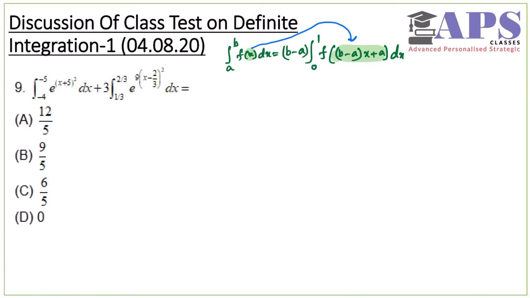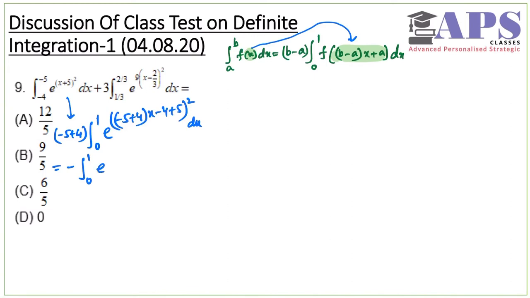So if I apply that, our first integration will become b minus a, which is minus 5 plus 4, and 0 to 1 e to the power, in place of x I have to put b minus a x plus a. So that is minus 5 plus 4 into x plus a, and there is already a plus 5 whole square of that. That is our first integration, which is minus of integration 0 to 1 e to the power, we have a minus x, we have a plus 1, that is minus x plus 1 whole square dx. This is our first integration.